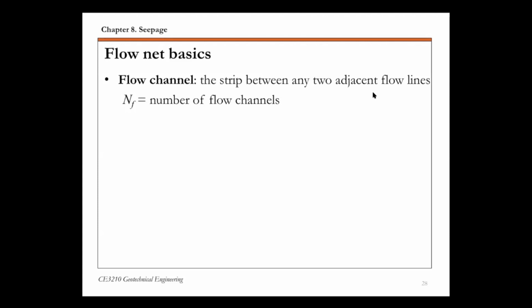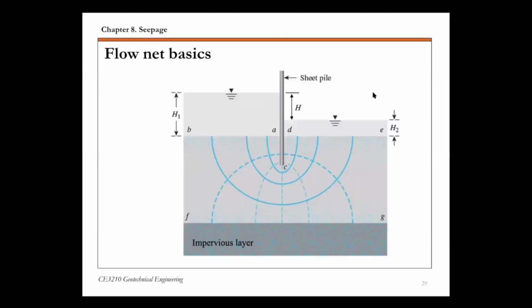So a flow channel is basically the strip between any adjacent flow lines. And NF, we call the number of flow channels in a flow net. Again, I'm going to use this example here. So for this example, this is the flow channels. So remember, this is what we call flow lines. There's another one. Flow lines here, flow lines, and flow lines. So this is the strip between any two adjacent flow lines. So that strip is a flow channel.